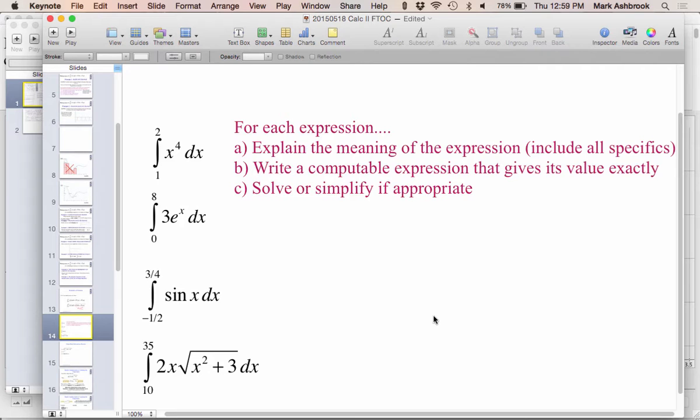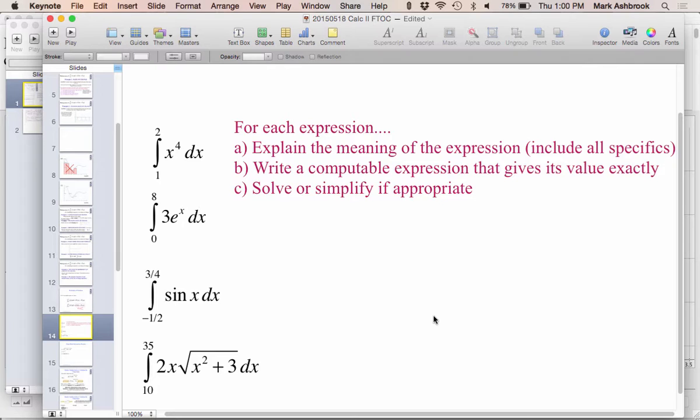Let's do the first one together. Anyone want to try the first one? Tell me your name again. Alvaro? What is the meaning of the integral from 1 to 2 of x to the 4th dx? I think it means that we're going to evaluate the expression from everything from 1 to 2 with the expression x to the 4th dx. Okay, but what is it going to give us? So when we evaluate that and get a number, what will that number be?